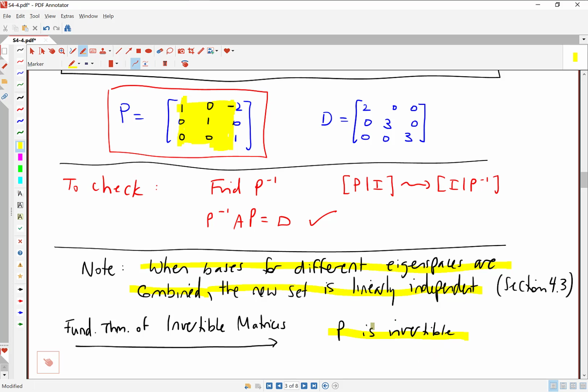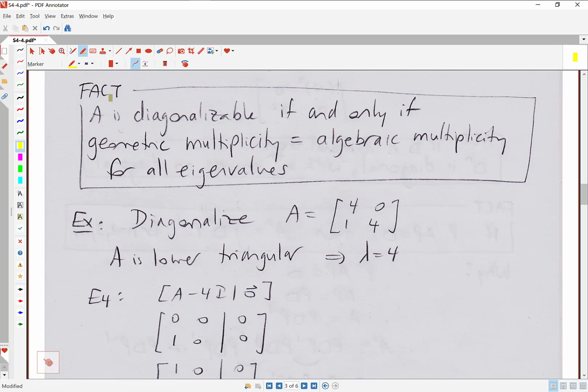So the whole point of this discussion is just to say P will always be invertible. You'll never run into a situation where this matrix P that we build doesn't have an inverse. It's guaranteed to have an inverse, and therefore this formula P inverse AP equals D will always work out once you've built your matrix P. So here's a fact that will tell us exactly which square matrices are diagonalizable.